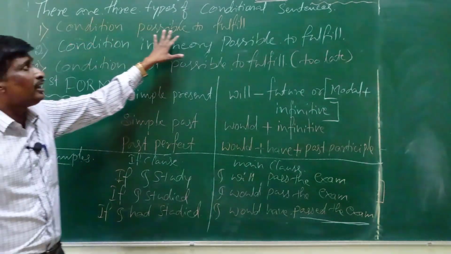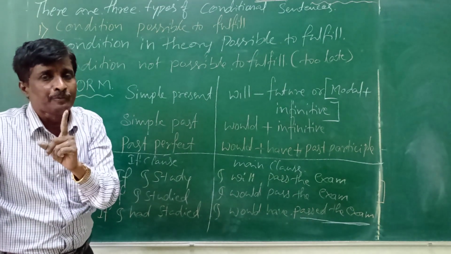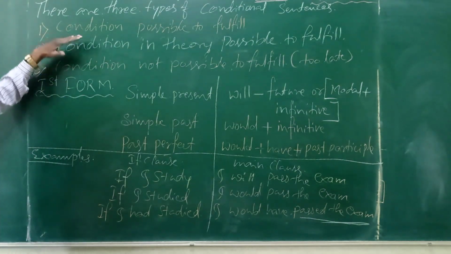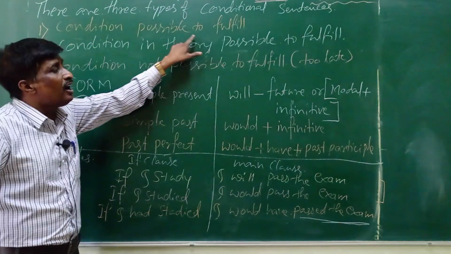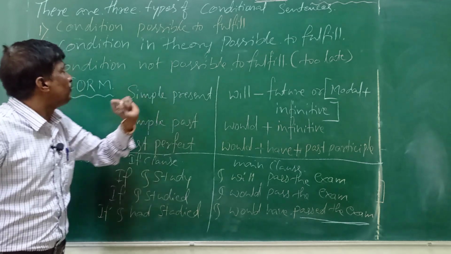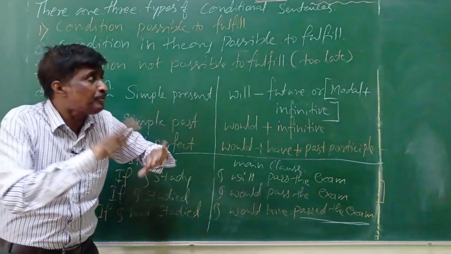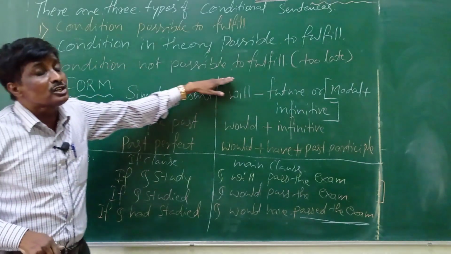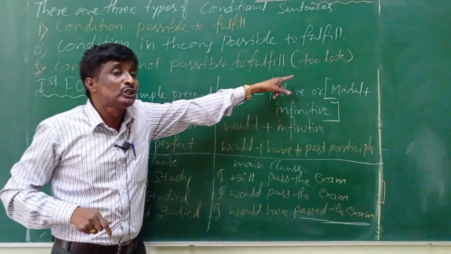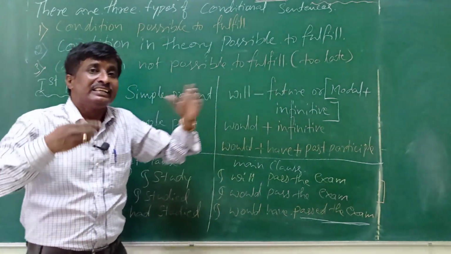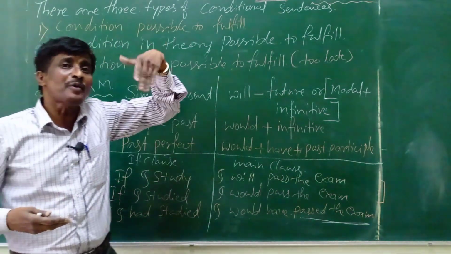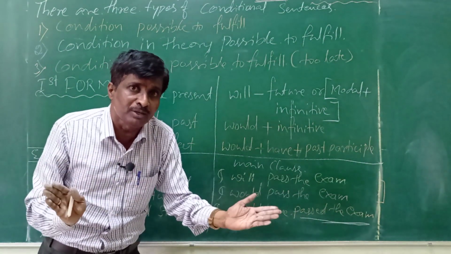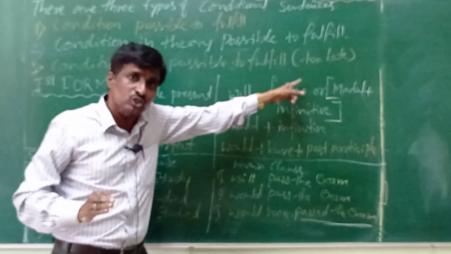See children, there are three types of conditional clauses. Don't forget it. There are three types of conditional sentences. The first conditional is possible to fulfill. Second one, in theory possible to fulfill. Third conditional, not possible to fulfill because too late. If I had studied, I would have passed the exam. It is too late. Now it is not possible. Already it is too late.